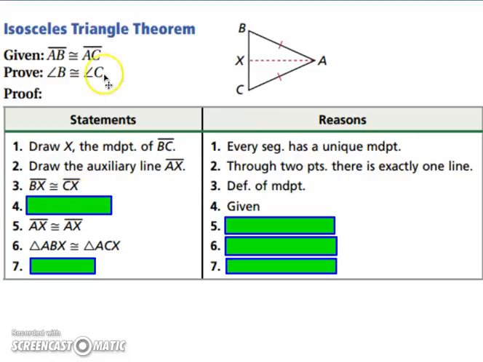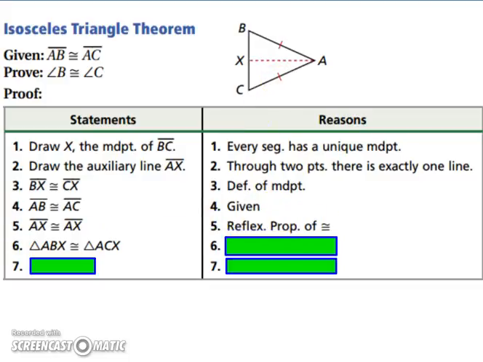Now we can use our other given: AB is congruent to AC. And AX is congruent to AX by the reflexive property of congruence. Now you have enough information: BX, CX, AX and AX, and because it's an isosceles triangle, you've got AB and AC. Therefore, your two smaller triangles are congruent by SSS, or side, side, side.